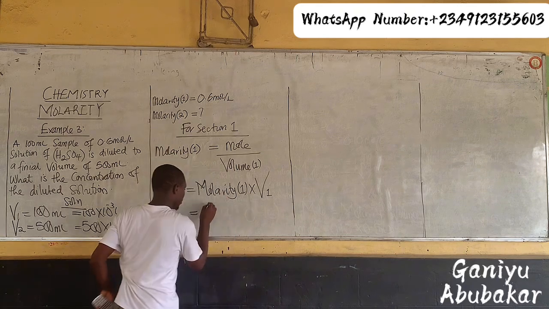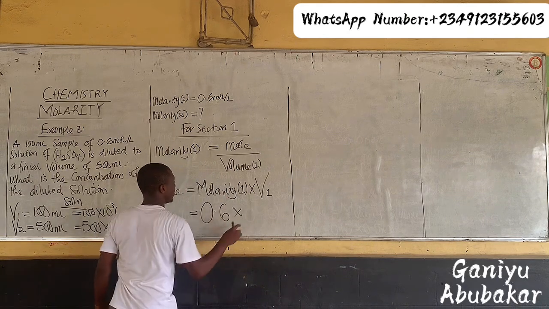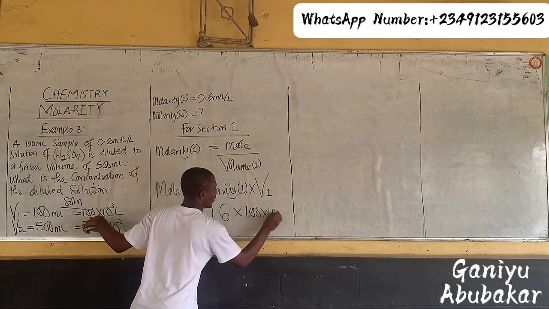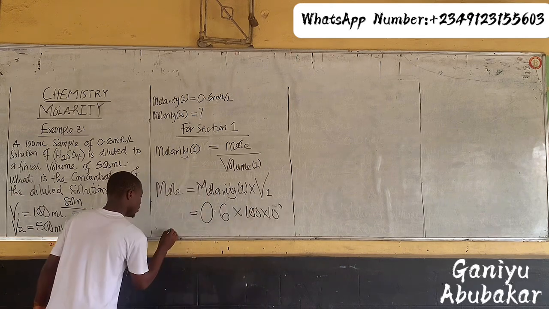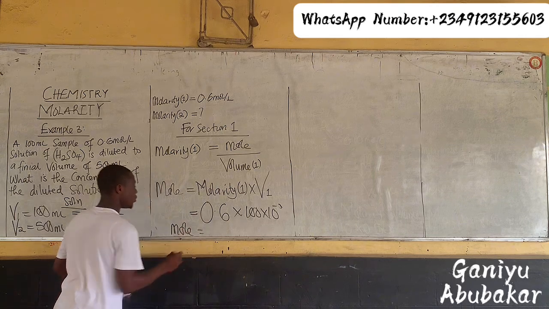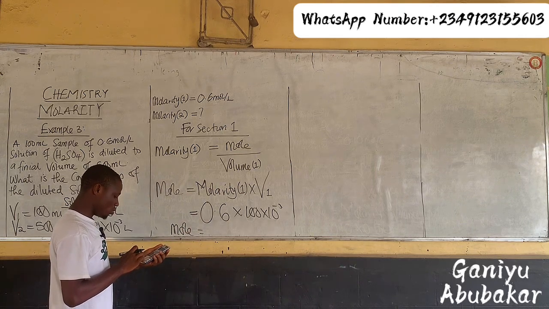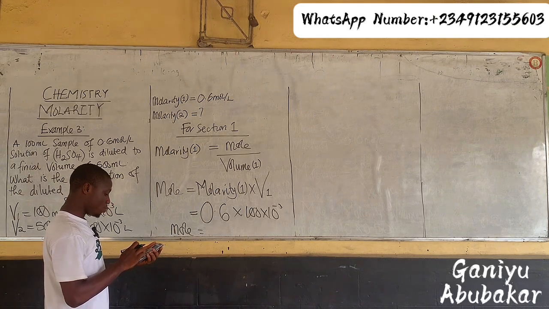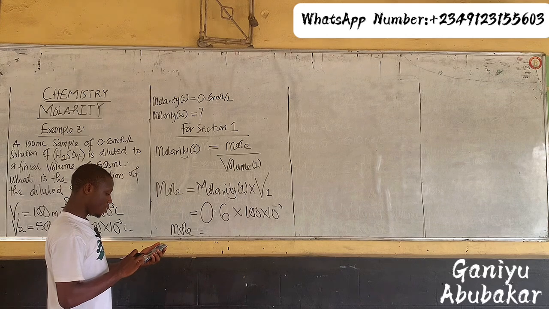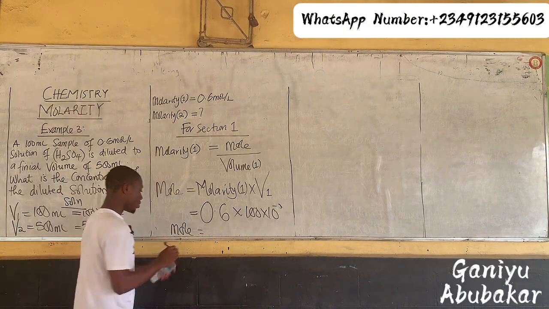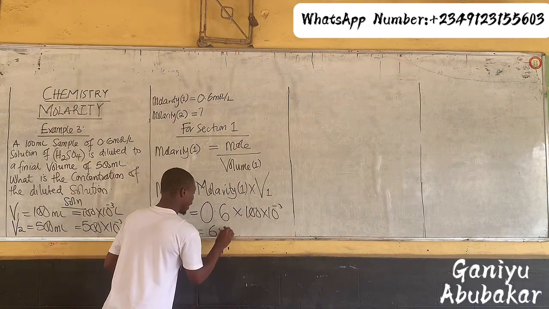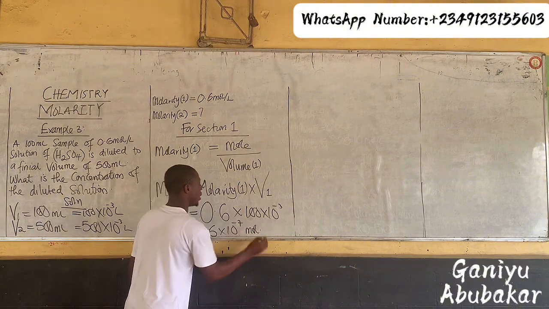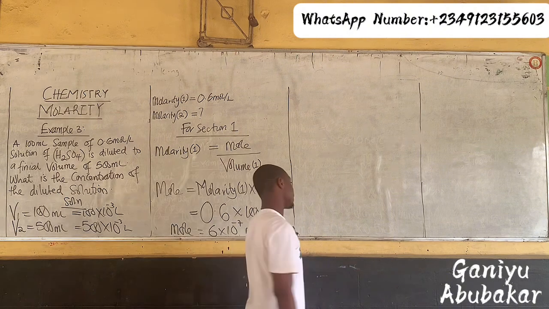This is now equal to molarity at 1, which is of course 0.6, times volume at section 1, which is 100 times 10 to the power minus 3. From here, mole is now equal in value to 0.6 times 100 times 10 to the power minus 3. Of course, I have about 6 times 10 to the power minus 7 mol. Alright, that's your first task, get mole.